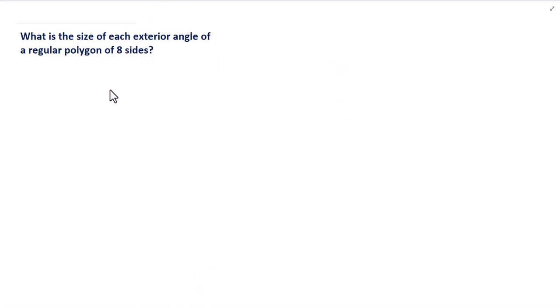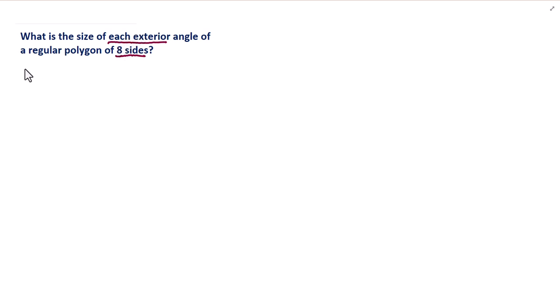The next question says, what is the size of each exterior angle of a regular polygon of 8 sides? This is more like the first question we solved, but a little bit tricky. So let's go ahead and solve. Now they've given us the number of sides, and they are asking for each exterior angle. It did not give us an idea of the size of the interior angles.